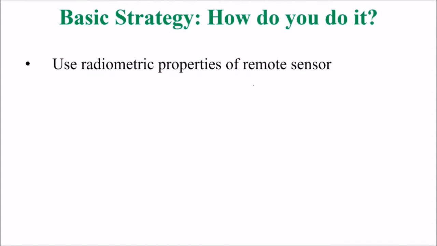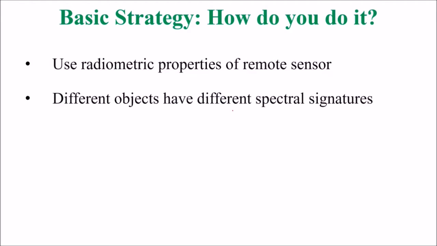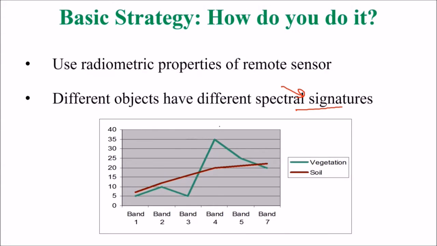We use radiometric properties of remote sensors. Different objects have different spectral signatures. This is important: every object has a unique spectral signature. For example, if we take any band, the vegetation and soil will vary like this.